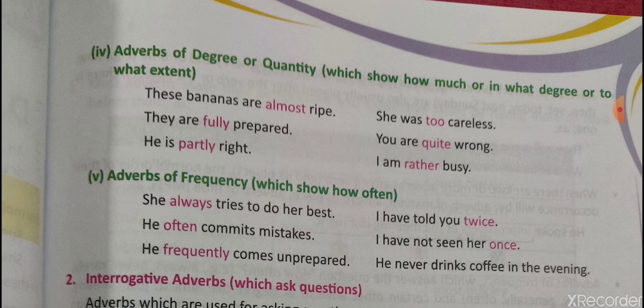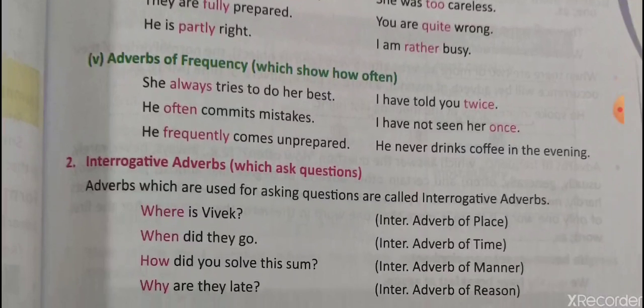I am rather busy. Next is adverb of frequency, which shows how many times a thing has happened, how often it has happened. She always tries to do her best. I have told you twice. She often commits mistakes. I have not seen her once. He frequently comes unprepared. He never drinks coffee in the evening.